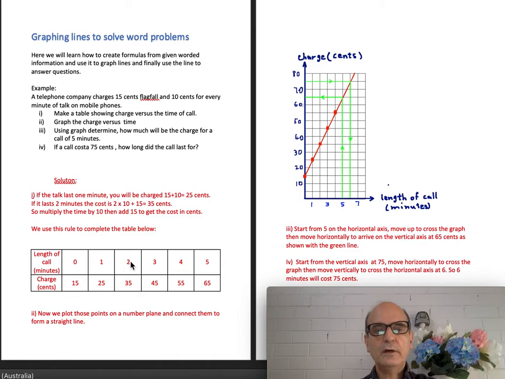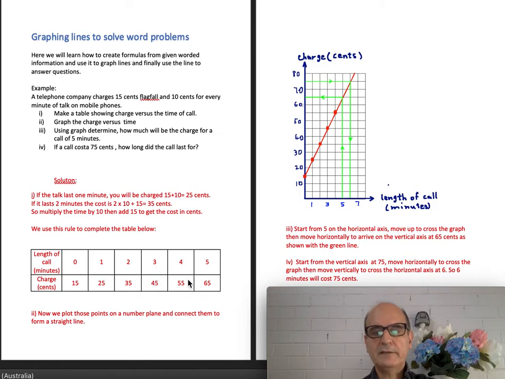If you talk for 2 minutes, that's going to cost you 2 times 10 for the 2 minutes, plus that flagfall of 15. So 2 lots of 10, which is 20, plus that 15 that you're always going to be charged regardless. So that becomes 35. And similarly, if you're making a call which lasts for 3 minutes, you're going to pay 3 times 10 for the call plus 15 cents for the flagfall. That altogether will be 45 cents.